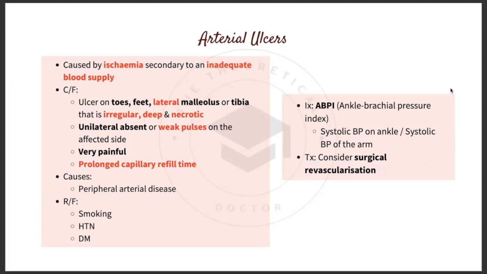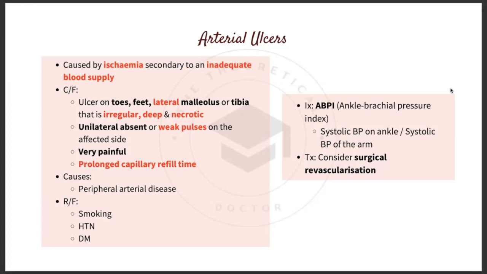Clinical features, the ulcer may be on the toes, feet, lateral malleolus or tibia that is irregular, deep, and necrotic. So it's important to note the location of the ulcers. In arterial ulcers, it is usually on the lateral side, whereas in venous ulcers, it's usually on the medial side. So there may be unilateral or absent or weak pulses on the affected side.